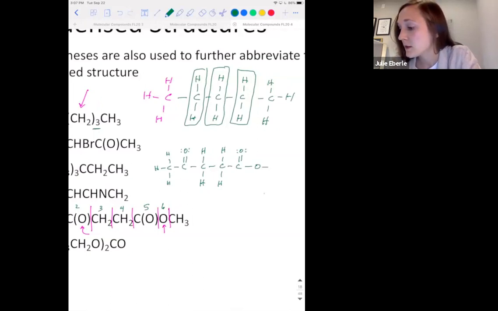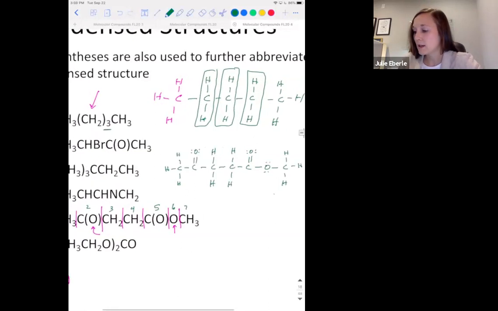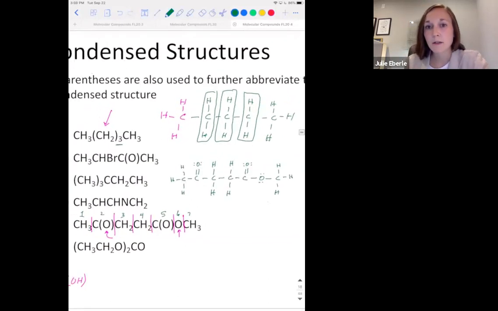Whoops. So we're going to connect group 6 to group 7. And I need to go back and put lone pairs on my oxygen. Okay. So let's look at that. That was kind of fast, probably.